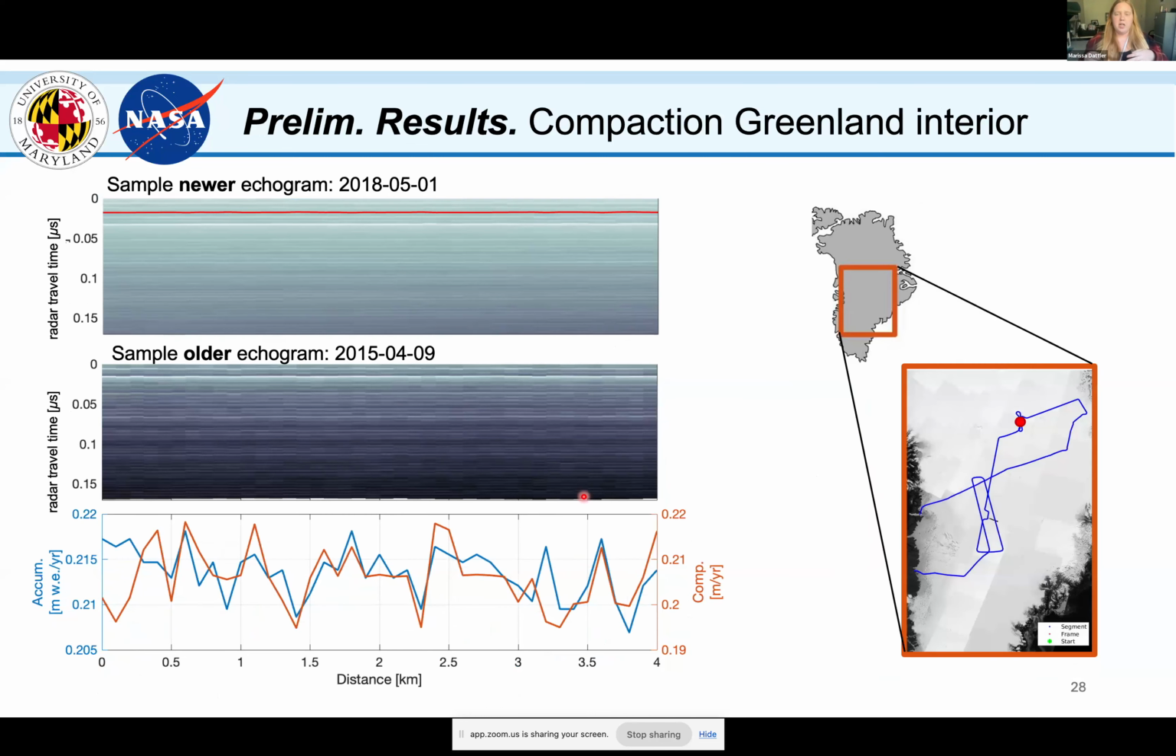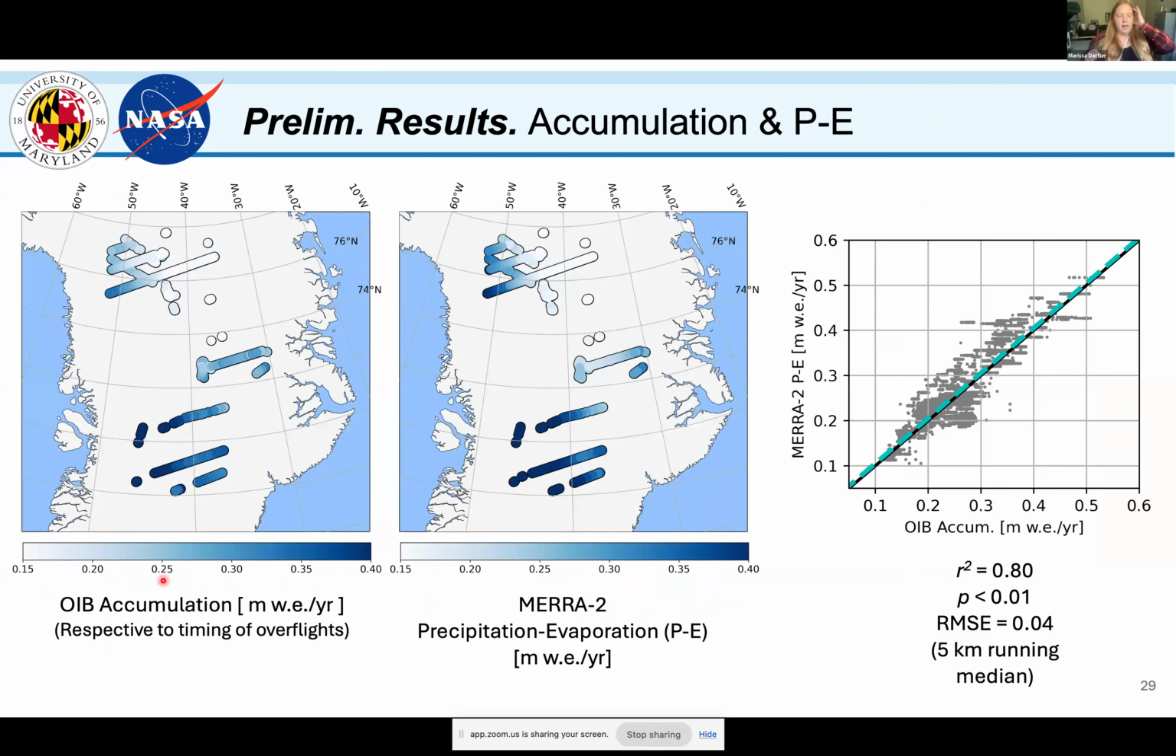And we also look at compaction in the interior of Greenland as well for a specific 5-kilometer segment. And we have this, again, red line, above which is the newer snow accumulation, below which is the matched up layers. And then we can plot up accumulation as well as compaction. So looking at that across the interior of the Greenland ice sheet, this is what I've plotted up so far in terms of Operation IceBridge data.